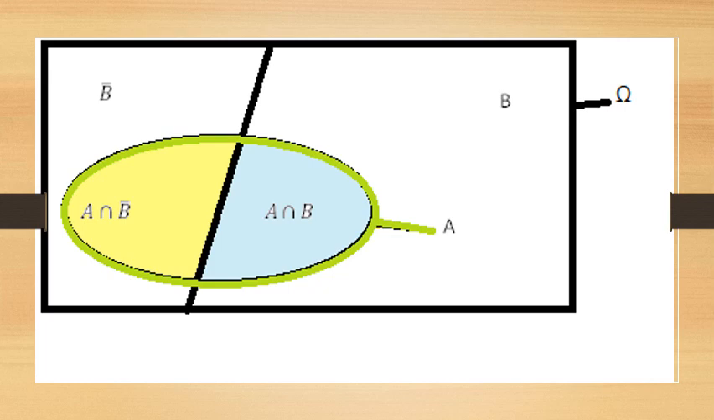So to calculate the probability of B, knowing that A, it's the probability of A intersection B over the probability of A. We can also calculate the probability of B bar, knowing that A, so it's the probability of A intersection B bar over the probability of A.